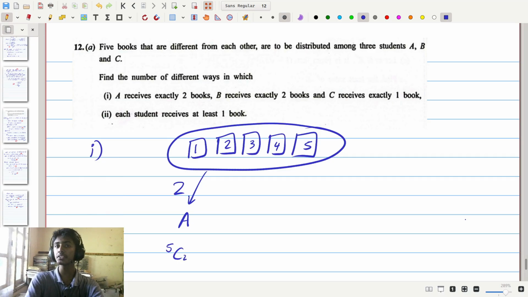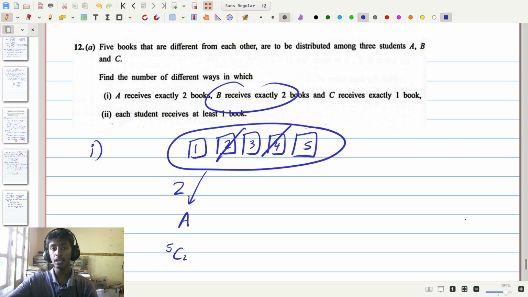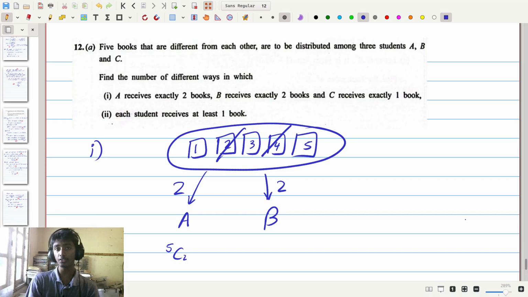So now let's imagine that we've given these 2 books to A. Those 2 books are gone from this set of 5 total books. They are no longer available for us to give to any of the other students. So now, considering the second person B needs to also receive exactly 2 books, the pool of books is only 3. So out of these 3, if he's going to get 2 books, then we need to choose which 2 books go to him.